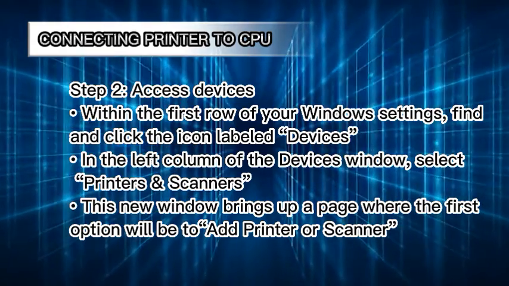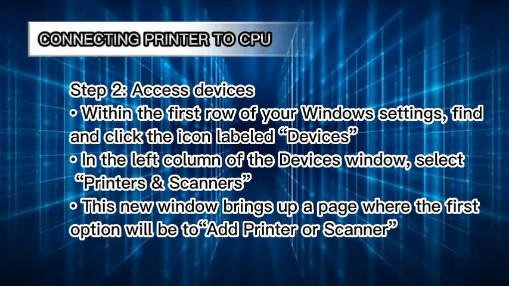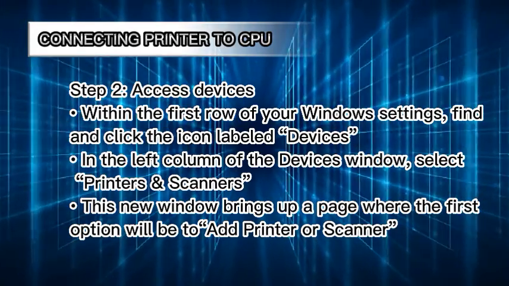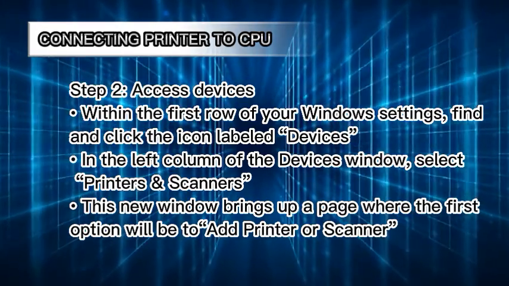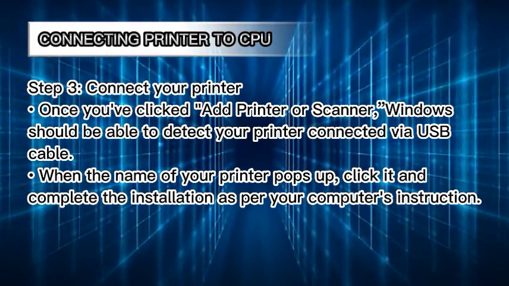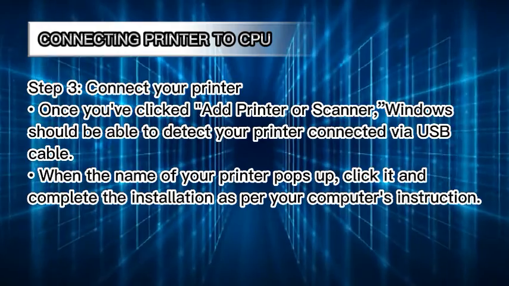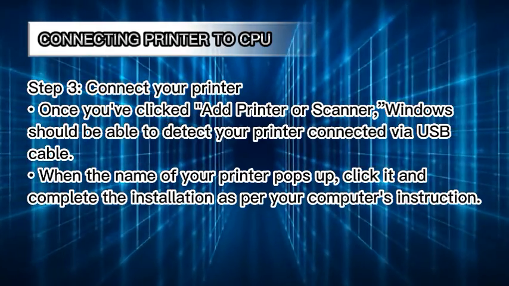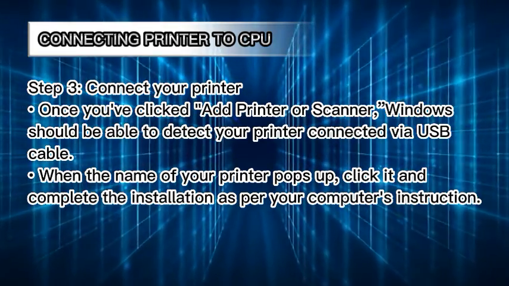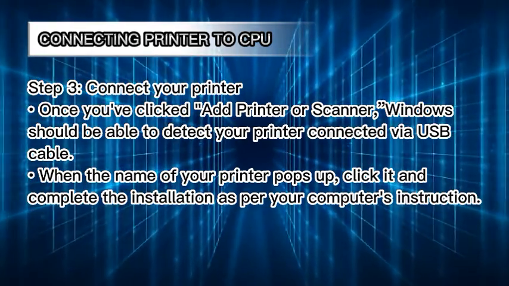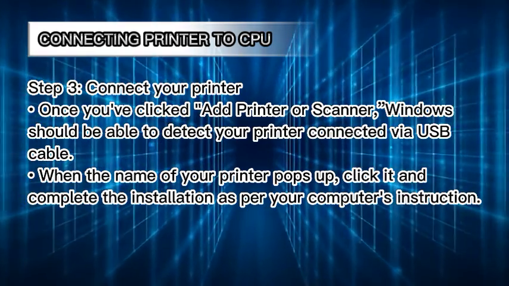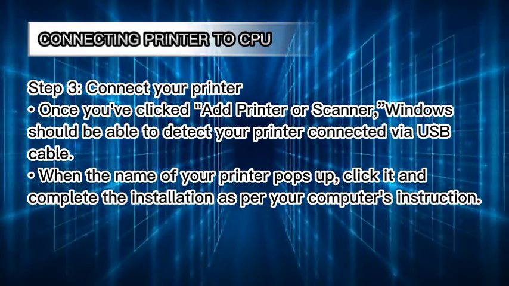In the left column of the Devices window, select Printers and Scanners. This window brings up a page where the first option will be to add a printer or scanner. Step 3. Connect your printer. Once you've clicked Add Printer or Scanner, Windows should be able to detect your printer connected via USB cable. When the name of your printer pops up, click it and complete the installation as per your computer's instructions.